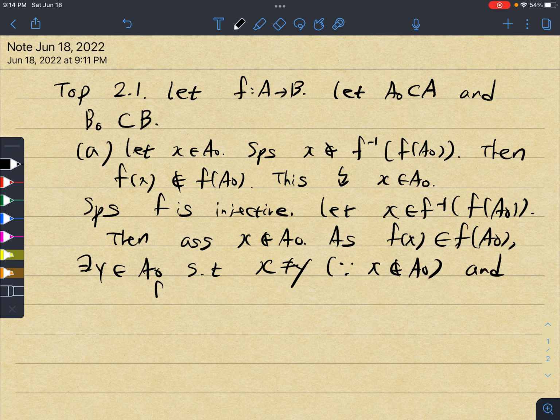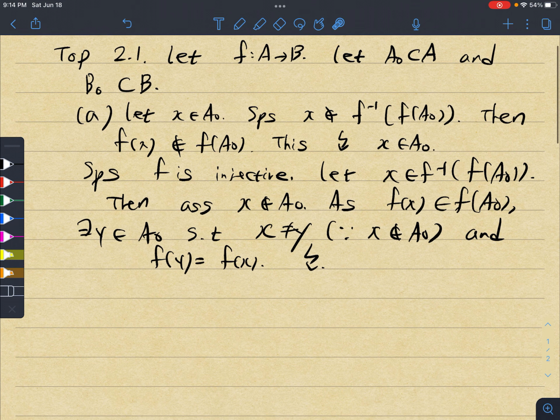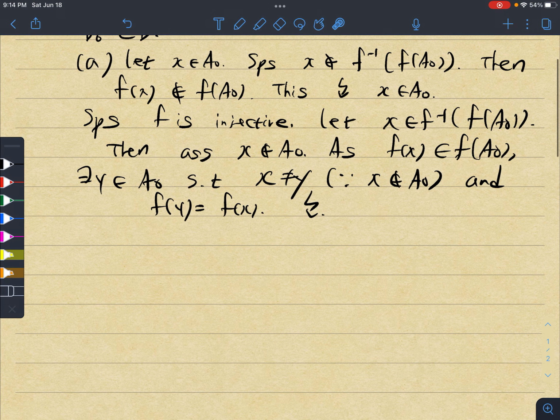and f(y) is f(x) by definition. But this is also again a contradiction because f is injective, so this cannot happen. So this gives us the proof that was supposed to be shown in the question. So A is done, and what the heck, I'll just also go for B.